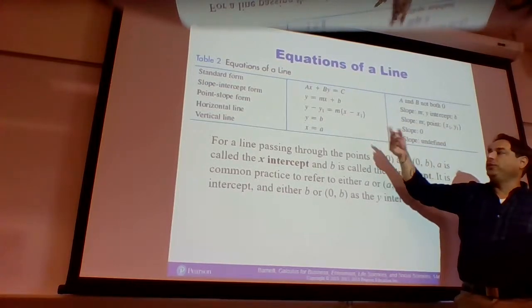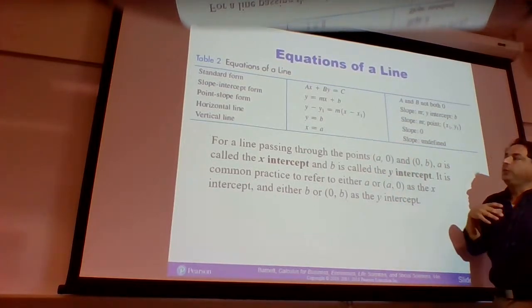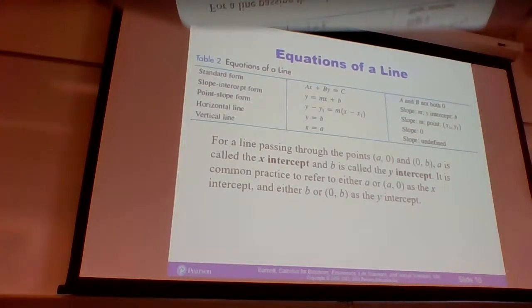If you have a y equals, it ends up being a horizontal line. X equals, you have a vertical line. If you want to find the x-intercept, you make y 0. If you want to find a y-intercept, you make x 0. And you're like, I don't want to do all that.